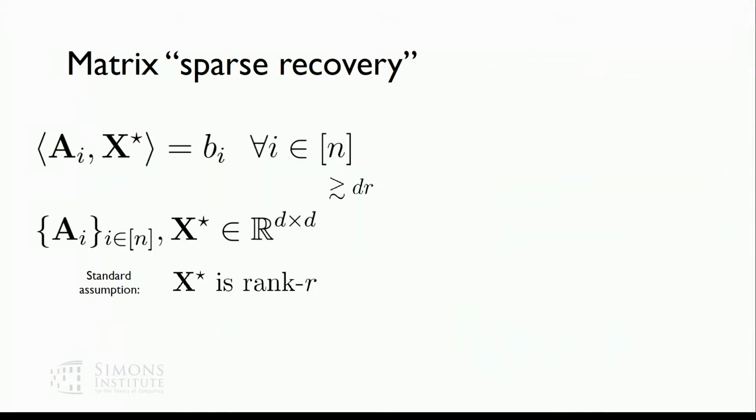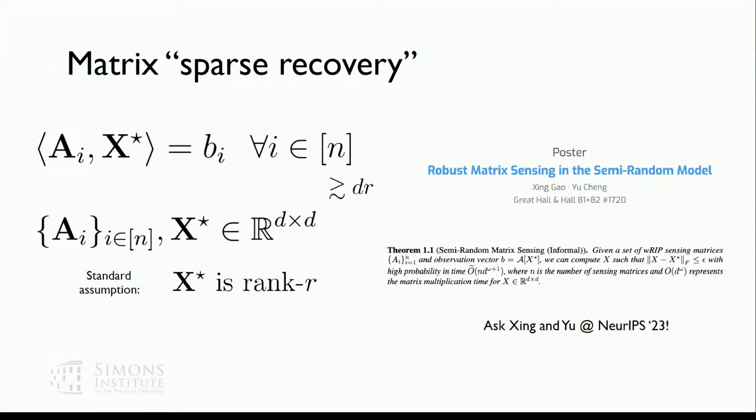Okay, so matrix sparse recovery. I'm going to quickly skip over this, but basically the natural way of formulating this is instead of assuming that your planted solution is sparse, you assume it's low rank, which is like spectral sparsity. And then you also require at least dr observations by a dimension counting argument: to give you a rank r matrix in d dimensions, I need dr parameters. We actually did not work on this problem, but at NeurIPS 2023, you can ask Xing Gao and Yu Chung, who recently posted a paper called Robust Matrix Sensing in the Semi-Random Model, which generalizes our algorithm to this setting.